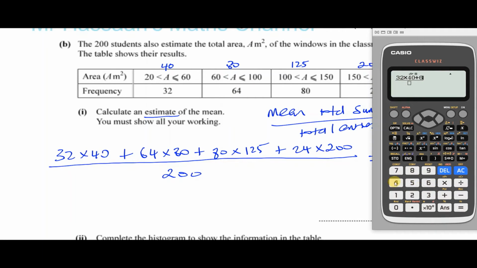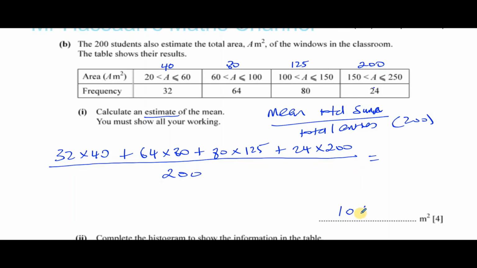Plus 64 times 80, plus 80 times 125, plus 24 times 200, and divided by 200, and that gives us an estimate of the mean number that the students guessed as the area of the windows in the classroom. Okay, so that's an exact answer, so there's no need to do any rounding or anything. It gives you 106 exactly. So there we have the answer to part B.